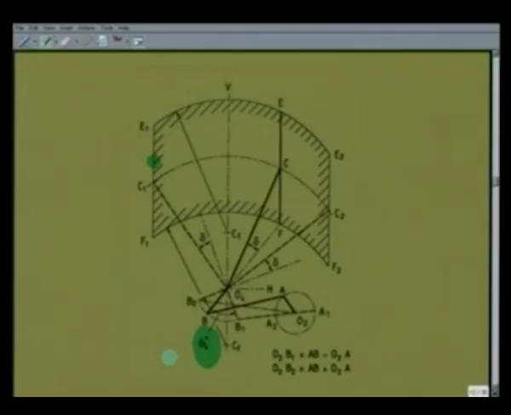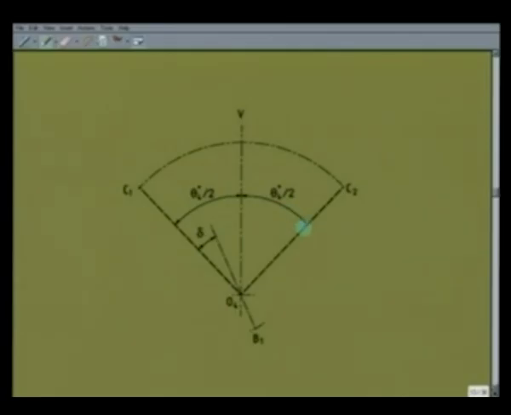the angle of swing. This theta 4 star is not symmetrical about the vertical line. As a result, the field of wiping is also not symmetrical about the vertical line. This theta 4 star we measure, and then theta 4 star by 2 and theta 4 star by 2 symmetrically about the vertical line through O4.